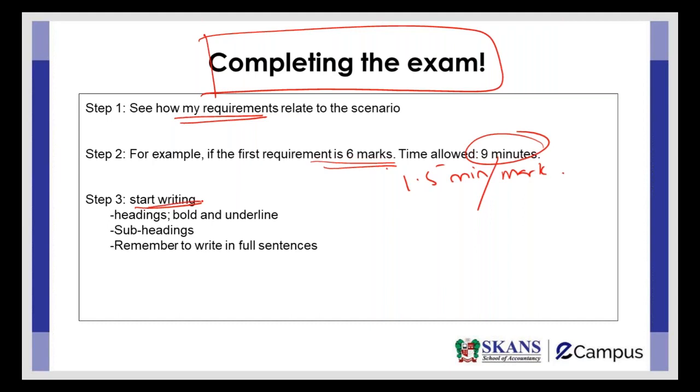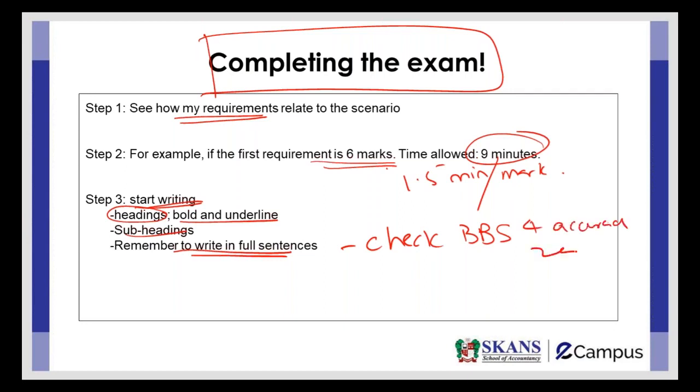When you start writing, if you're using a heading, bold and underline it. You can give subheadings as well, but please don't write like in the FAF exam. You need to write in full English sentences. "Check BRS for accuracy" is a 0 mark answer. So write this as a full English sentence, not BRS. You would say, "I'm going to inspect the bank reconciliation and recalculate it to confirm its accuracy." That's the right way of writing this.